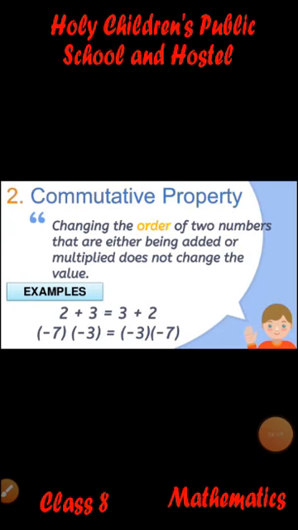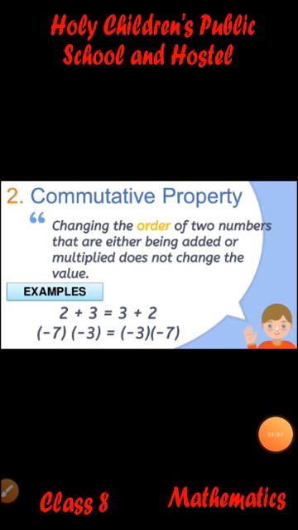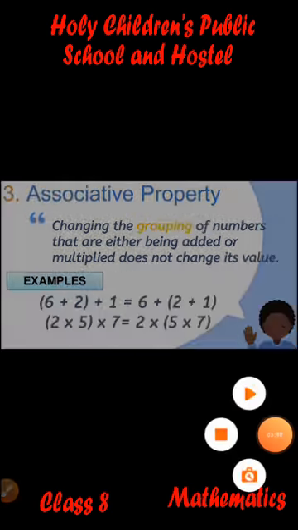Coming to the second one, and that is the commutative property. In this, changing the order of two rational numbers, either being added or multiplied, does not change the value. Here, students, you can see we can write 2 plus 3 in the form of 3 plus 2, and there is no effect on the answer.